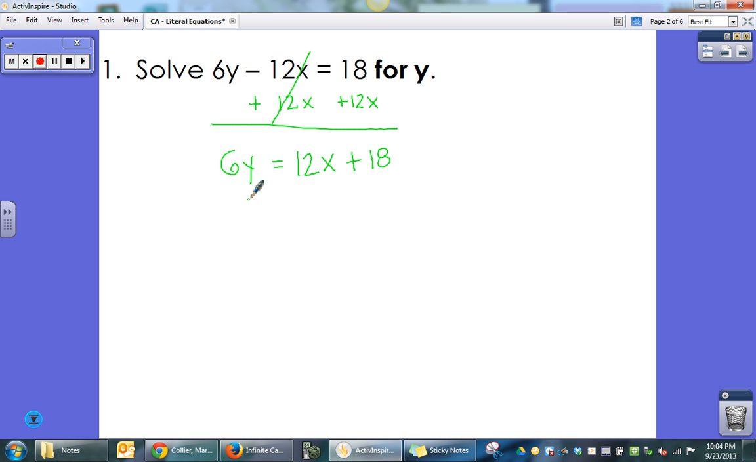Next I want to isolate y. So I'm going to divide every term by 6. Since these are being multiplied, in order to undo that, I'm going to use its inverse operation, which is division. Dividing by 6, I get y equals 2x plus 3. So again, if I was given this equation, it would be helpful to solve for y, to put it in slope-intercept form, so that I could graph it easily.